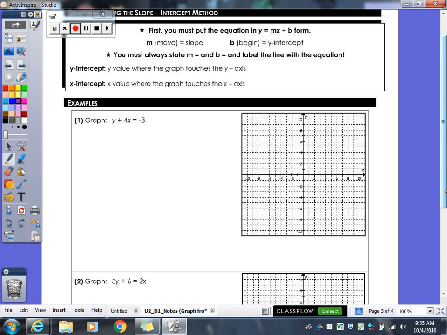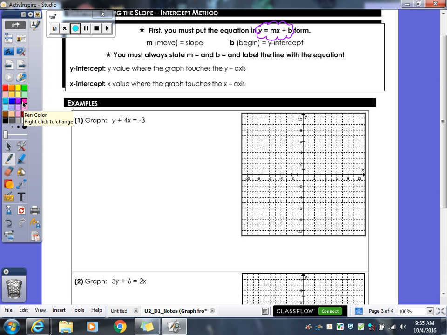So in order to use the slope-intercept method, you need to first remember your y equals mx plus b. That is your slope-intercept form of a line, y equals mx plus b. We call it the slope-intercept form because you can find right away what your slope is and what your y-intercept is. And then once you can get those two things, you can graph.